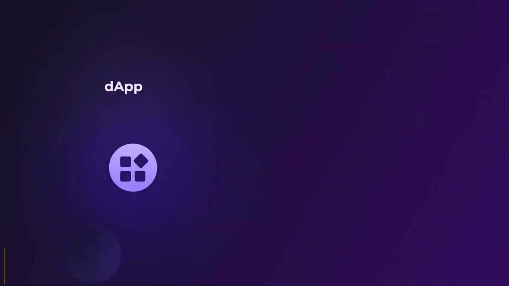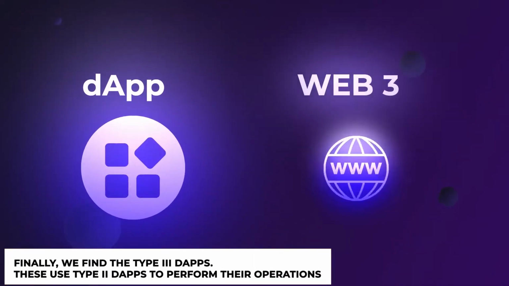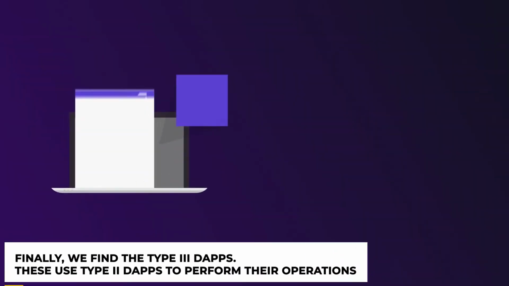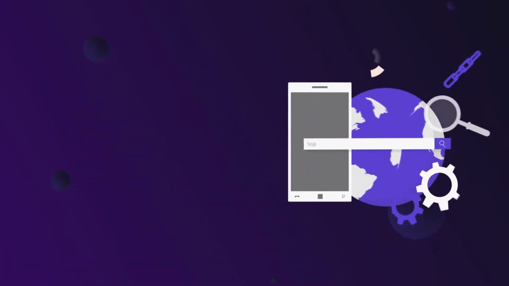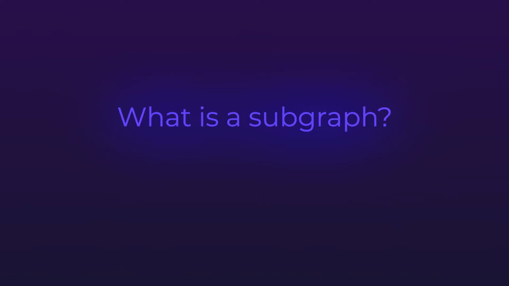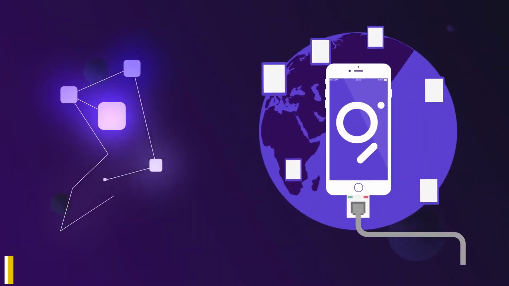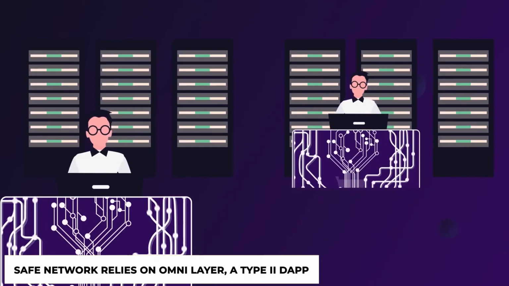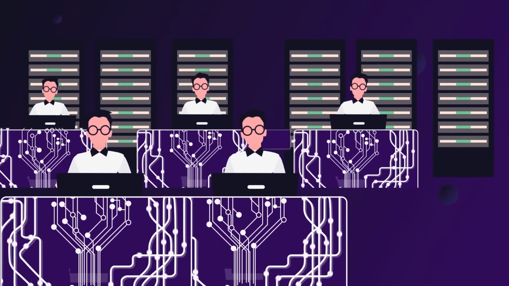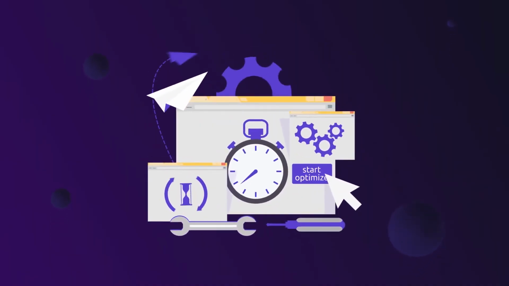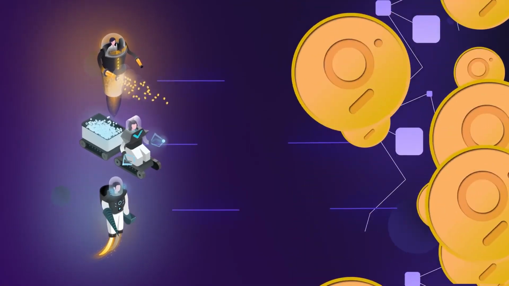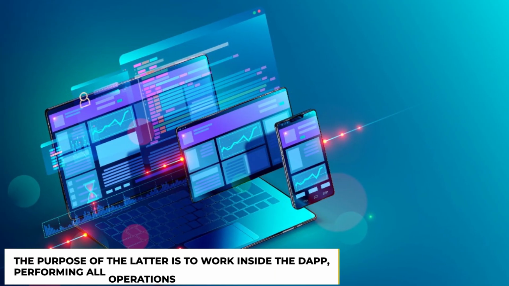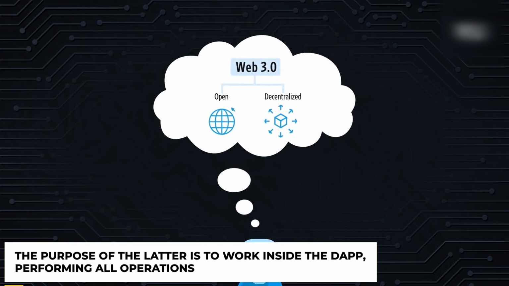Type 3. Finally, we find the Type 3 dApps. These use Type 2 dApps to perform their operations. Most of them use Type 2 tokens for their operations. To better understand how this works, we can give an example. Safe Network relies on OmniLayer, a Type 2 dApp. It uses it for the purpose of generating SafeCoin, the platform's native cryptocurrency. The purpose of the latter is to work inside the dApp, performing all operations.